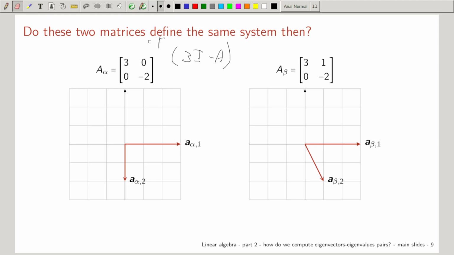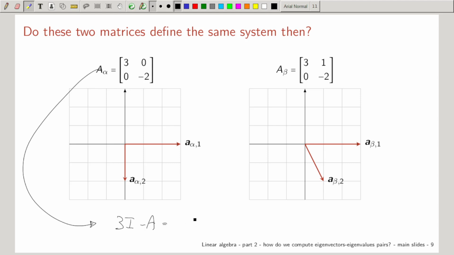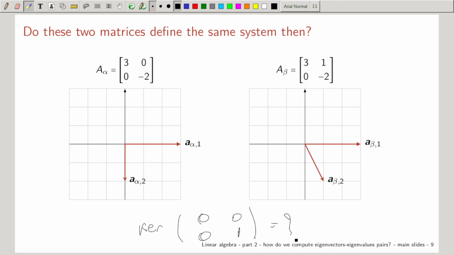Perfect. If I compute this matrix here, modified A, what do I get? Let's write it here. I'm going to get 3 identity minus A that is equal to 0, 0, 0, 1. True? This one, kernel of this one is going to be what? You tell me. Sorry, people, it's the USB. Find this kernel. Go. You need to find all the vectors that are orthogonal to that stuff.